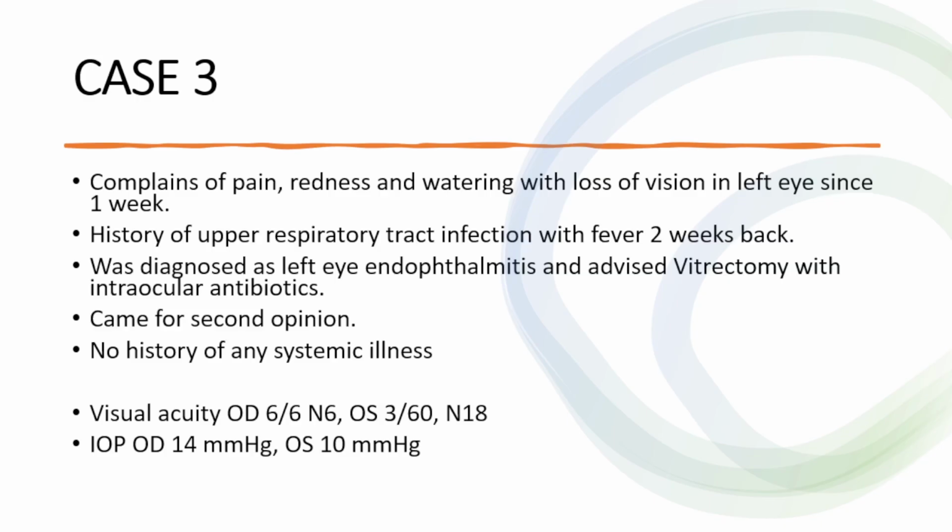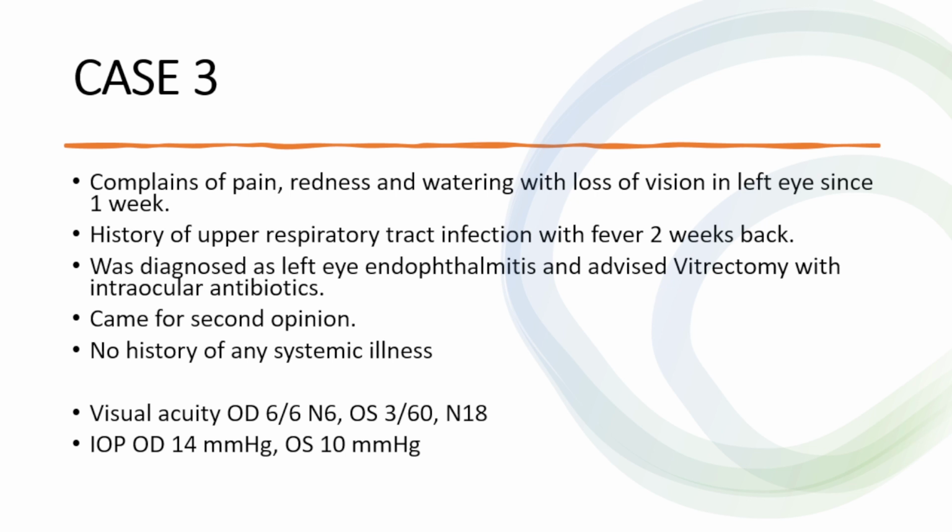Coming to the third case, the patient complained of pain, redness, and watering with loss of vision in the left eye since 1 week. There was a history of upper respiratory tract infection along with fever 2 weeks back. The patient was diagnosed as left eye endophthalmitis and was advised vitrectomy with intraocular antibiotics. The patient deferred the treatment and came for a second opinion over here. The patient was not a known case of any systemic illness.